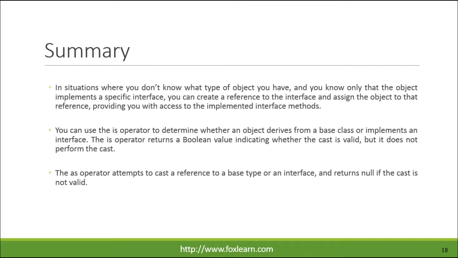You can use the is operator to determine whether an object derives from a base class or implements an interface. The is operator returns a Boolean value indicating whether the cast is valid, but it does not perform the cast. The as operator attempts to cast a reference to a base type or an interface, and returns null if the cast is not valid.